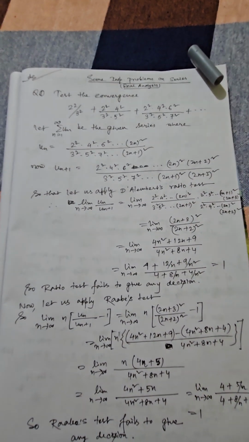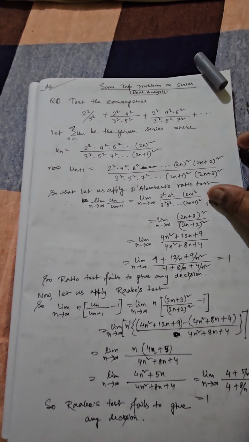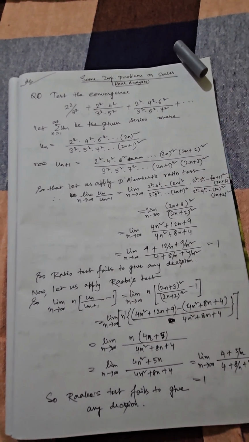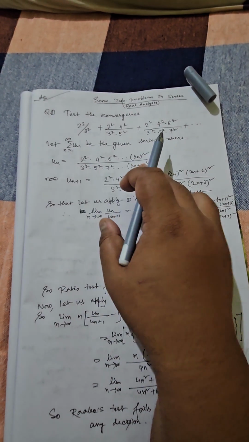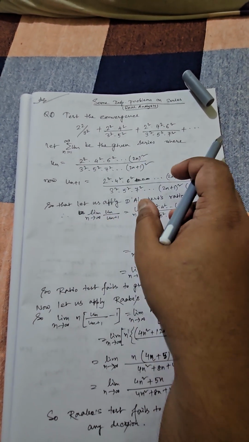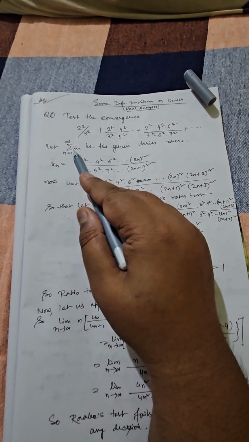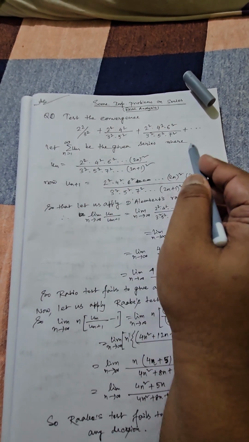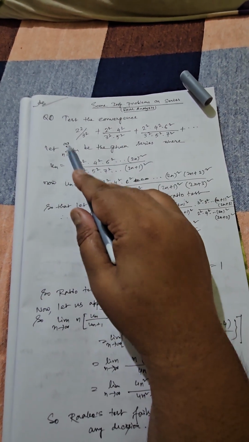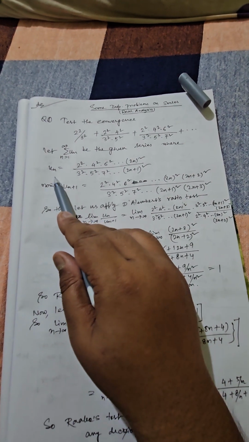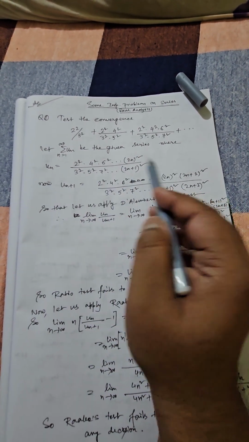So any time whenever you want to solve any problem related to series, it is imperative that you have to find out the general term or nth term of the given series. That's why initially I have written that let summation un be the given series. Obviously n varies from 1 to infinity, so that un, that is the general term of this series, can be obtained by means of this structure.